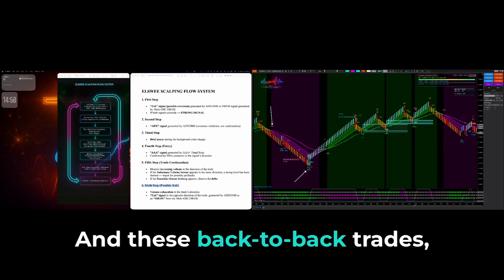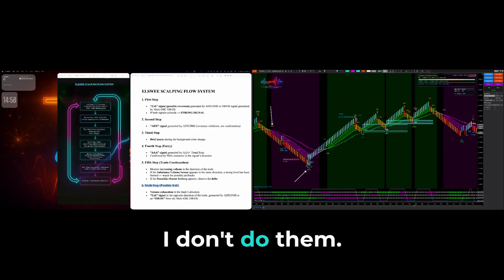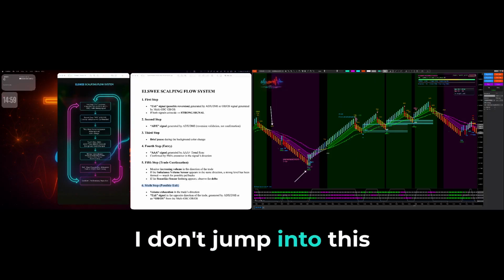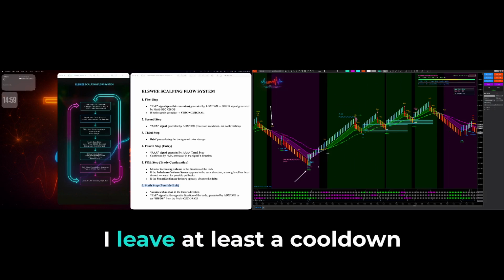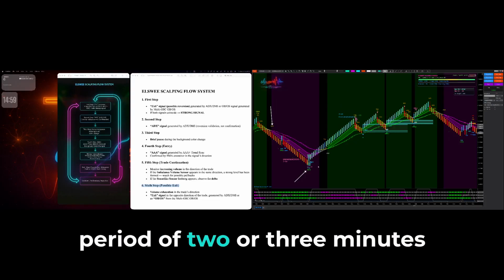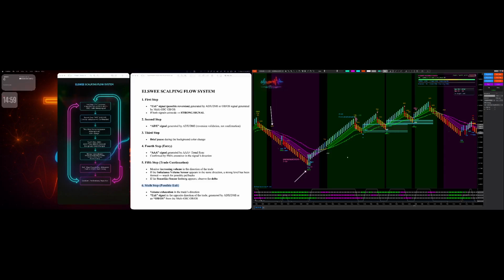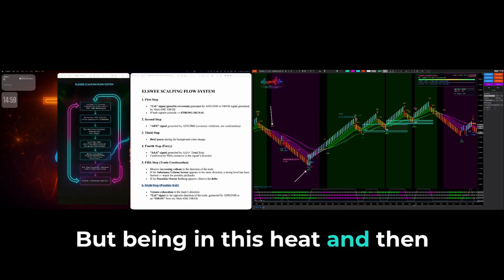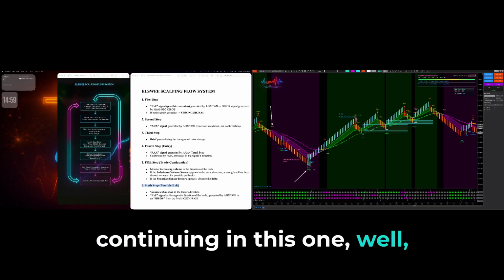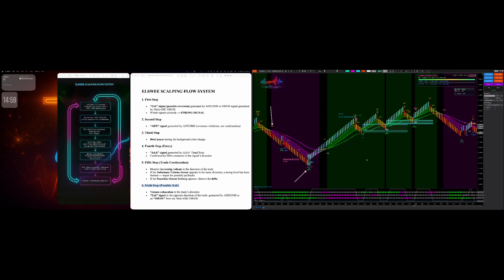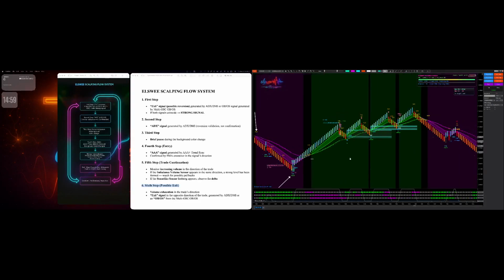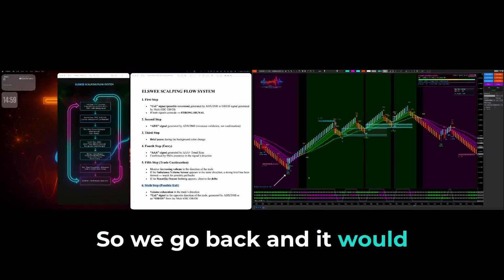And these back-to-back trades, I don't do them. When I make a trade, if I had made this trade and exited here, I don't jump into this trade quickly. I leave at least a cool down period of 2 or 3 minutes before I get back into it. But being in this heat and then continuing in this one, well, it's a lot of fatigue. So we go back, and it would have been the case.